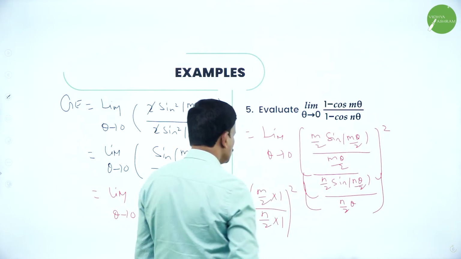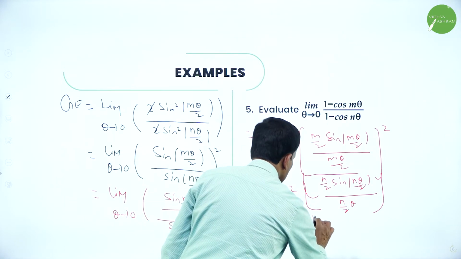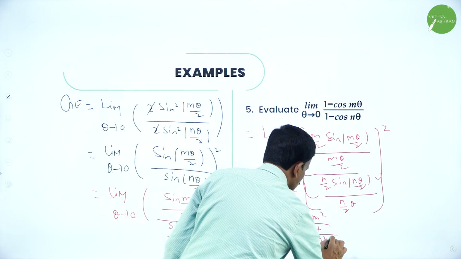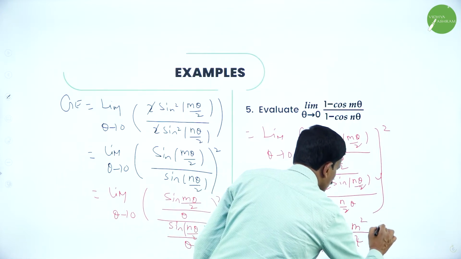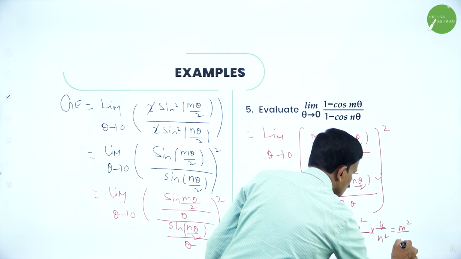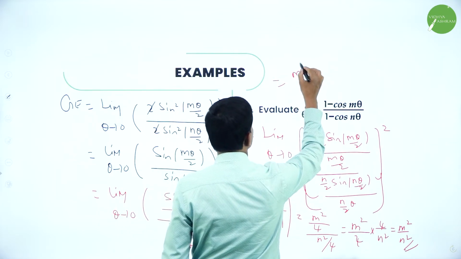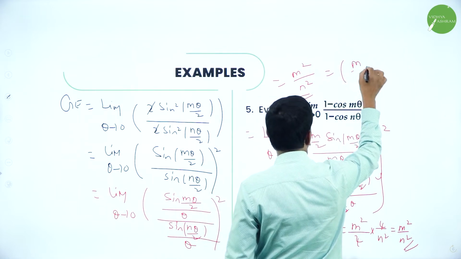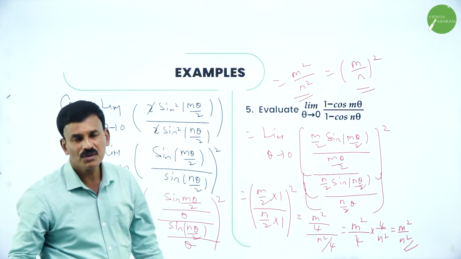That's equal to m by 2 divided by n by 2, whole square. That is nothing but m square divided by 2 square, which is 4, divided by n square divided by 4, or this is m square by 4 into 4 by n square. 4 gets cancelled. You will get m square divided by n square. So the simplified answer for this is m square divided by n square, or this is also equal to m by n whole square. That's it. Okay, very simple.